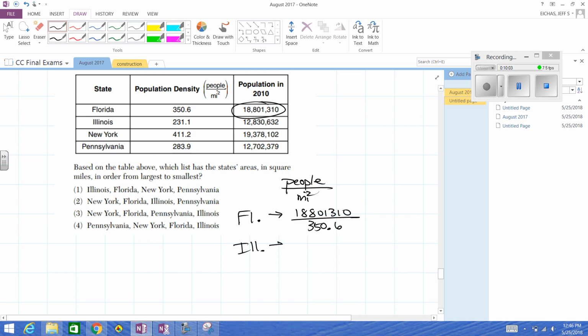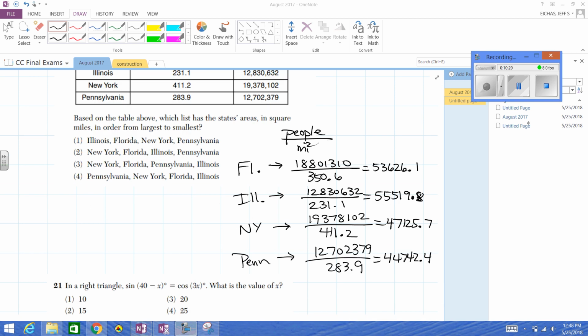Illinois, 12,830,632 divided by 231.1. New York, you're going to go 19,378,102 divided by 411.2. Now, I'll get you those numbers in a second, and then we'll rank them.